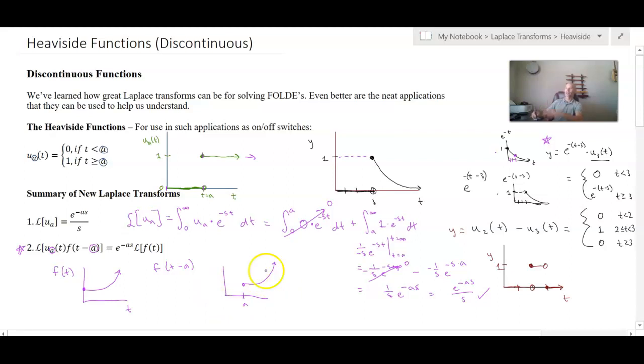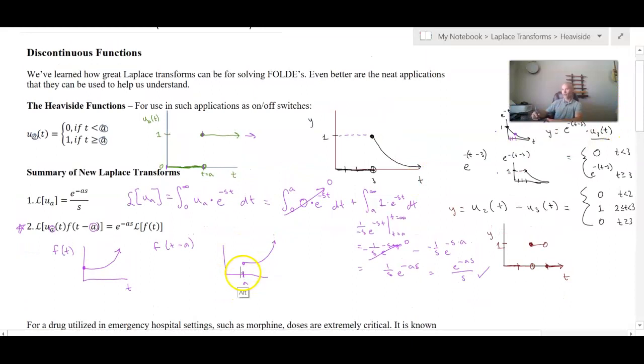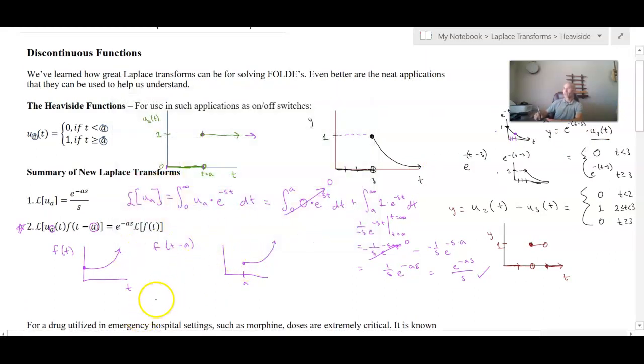And the Laplace transform of that is actually kind of weird. It's e to the negative as, times the Laplace of f of t. That's kind of weird. Let me show you how this works, and then we'll stop the video. So let's say we wanted the Laplace of u sub 3 of t times the exponential e to the negative t minus 3.